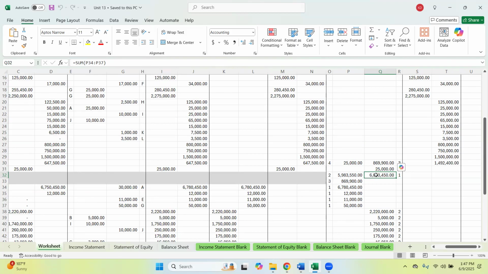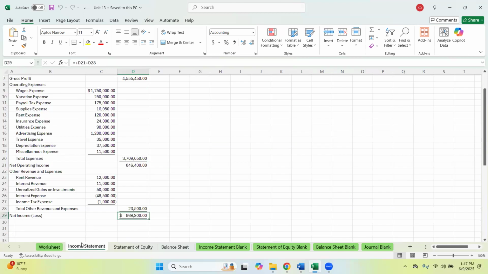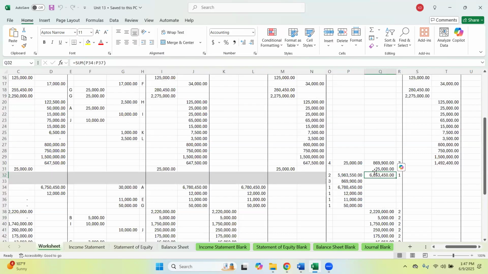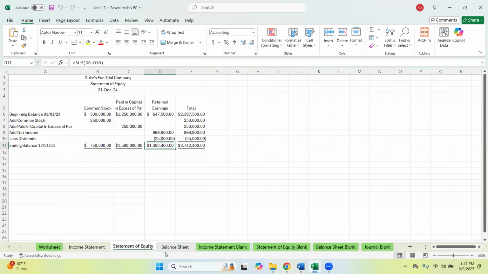What's the difference between these two? 869,900. Well, where did I see that? 869,900. And then our last entry is to remove the dividends and close those out into retained earnings. And there's our new retained earnings, which balances with that. And that's how you do it. It's really easy.